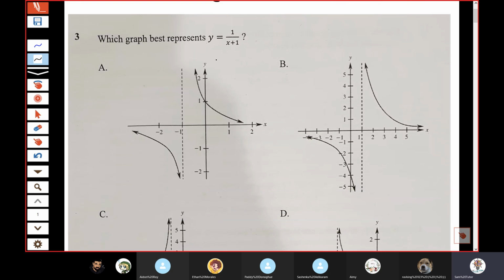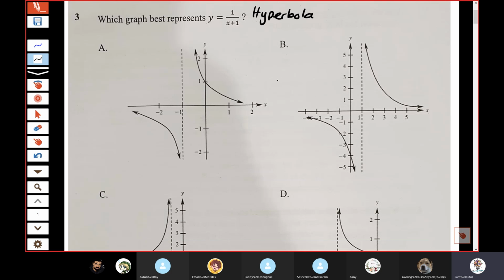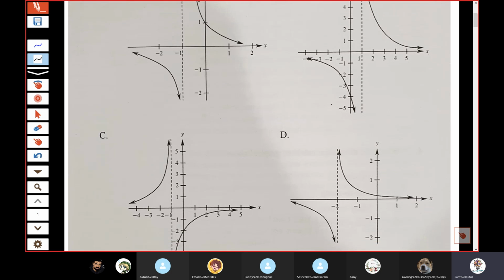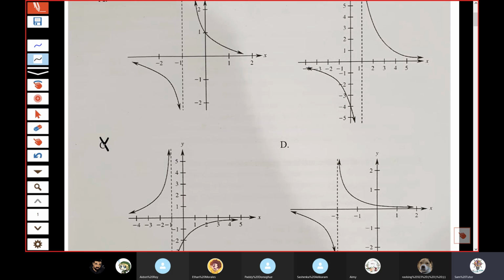Sorry. Which graph best represents y equals 1 on x plus 1? All right, what family is this from? That's what I would think of. So what would this be called? This is a hyperbola. Then when I think it's a hyperbola, I look at all these graphs, yet that doesn't really help, but I know it's a positive hyperbola. So I know definitely the answer is not C.